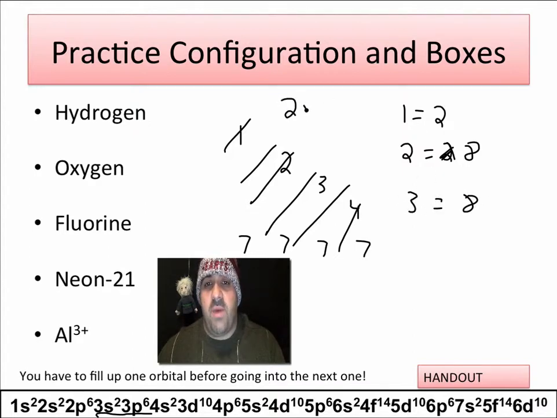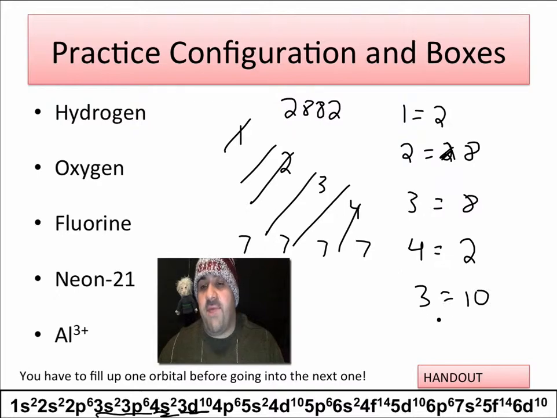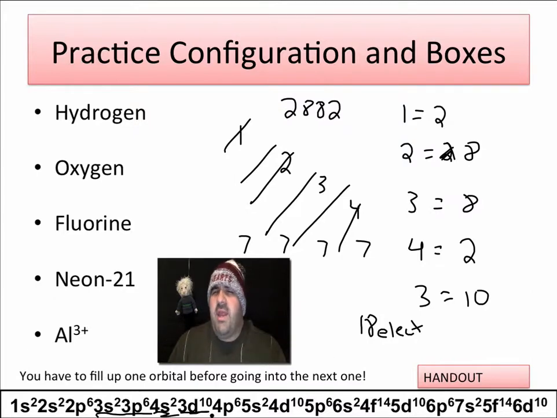And we had that 2-8-8-2 rule. Where do the next 2 electrons go? Well, they go in the 4th energy level. And what about the next electrons? The next 10 electrons go back into the 3rd energy level. So you would actually put the next 10 in the 3rd energy level. So the 3rd energy level holds up to 18 electrons. So that's why we use the 2-8-8-2 rule and why I said there were limitations to it.